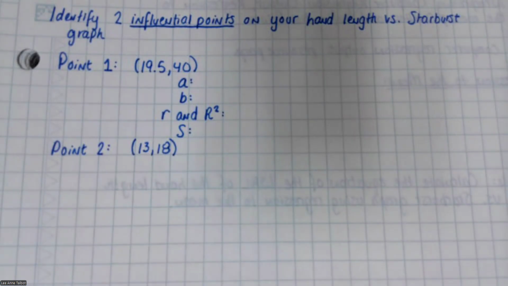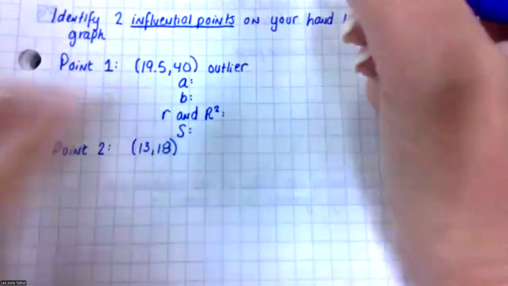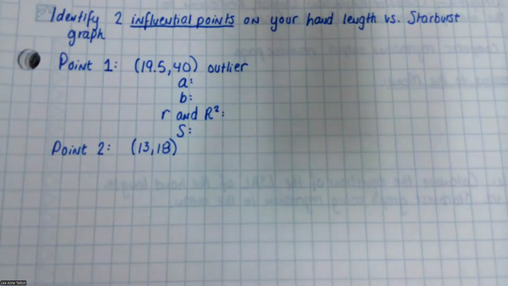So first question I have for you, Evan's point. This is a really hard question. Is it high leverage or an outlier? Outlier. Okay, so that's an outlier. Okay, so we're going to go to Desmos and see what happens when we take it out.